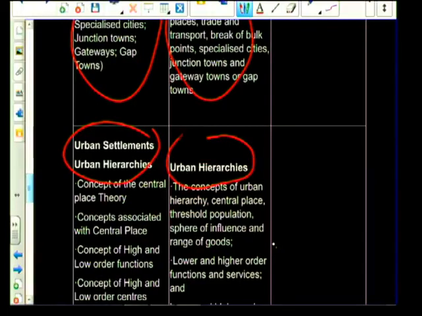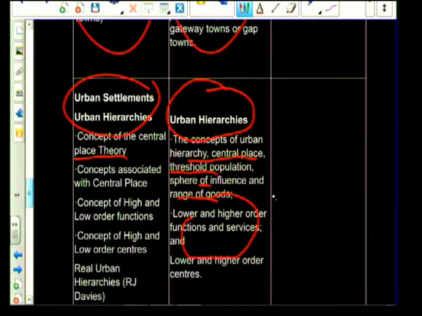So urban hierarchy is also covered here, where you look at the concept of the central place theory. As we have the central place there, you look at various other concepts like threshold population, sphere of influence, range of goods, high order and low order services. All seems to be covered here also. Although not mentioned, threshold population has been done in the old curriculum. You understand? Sphere of influence has been done. Here it's stated more clearly in the new curriculum. But all these things have been covered in the curriculum itself.